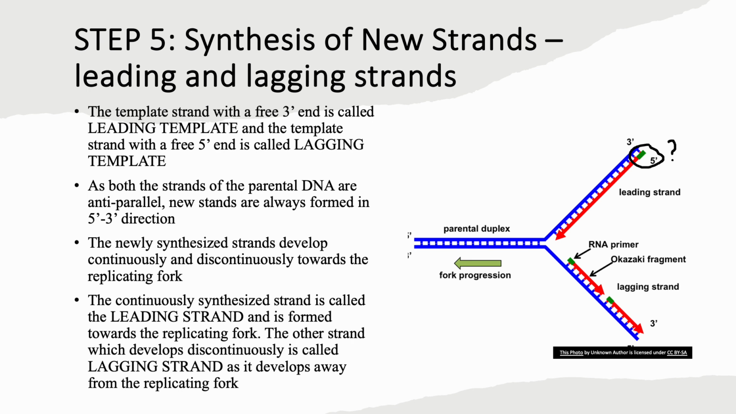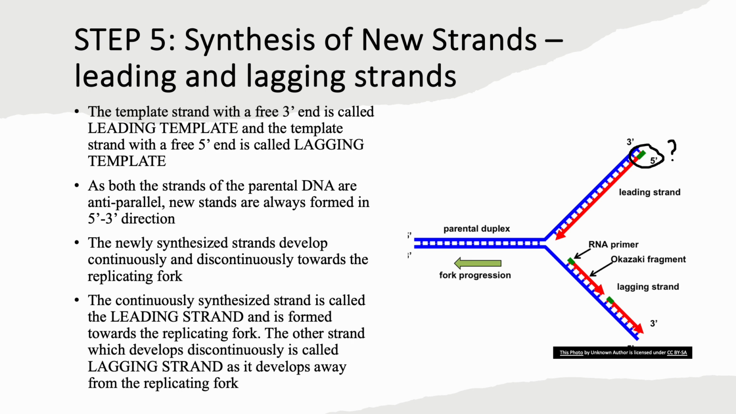As both the strands of the parental DNA are anti-parallel, as I've told you, the new strands are always formed in 5' to 3' direction. So the newly synthesized strands develop continuously and discontinuously towards the replicating fork. The continuously synthesized strand is called the leading strand and is formed towards the replicating fork. The other strand which develops discontinuously is called the lagging strand as it develops away from the replicating fork. This is clearly shown in the illustration beside the explanation.